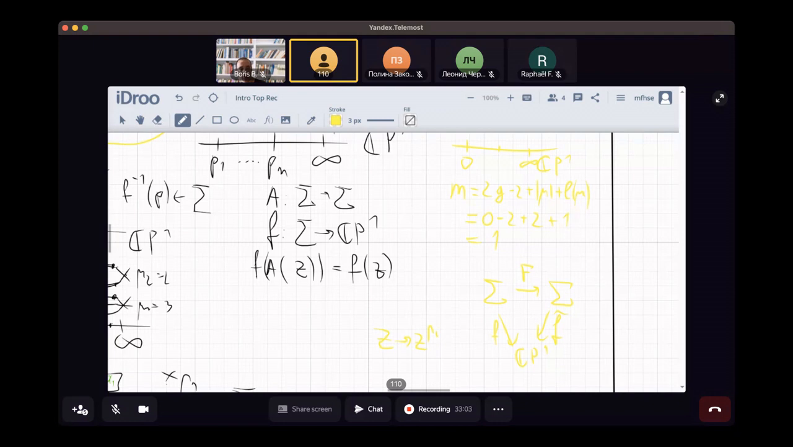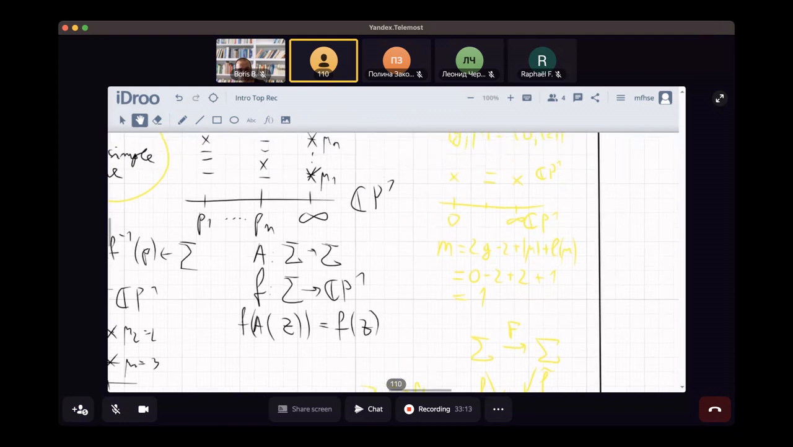Let's think for a moment. So we want to see in our simplest example, where the profile is like this, why there is only one equivalence class. Is it clear? Is the question clear?